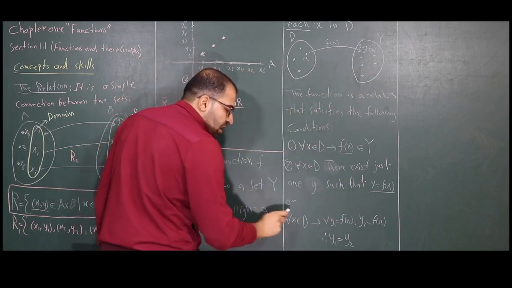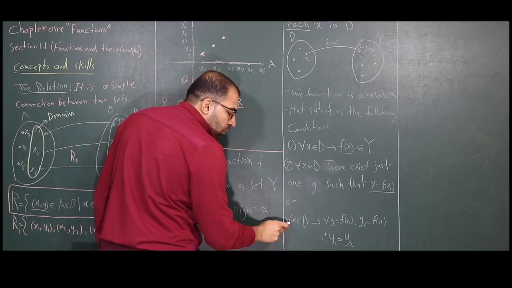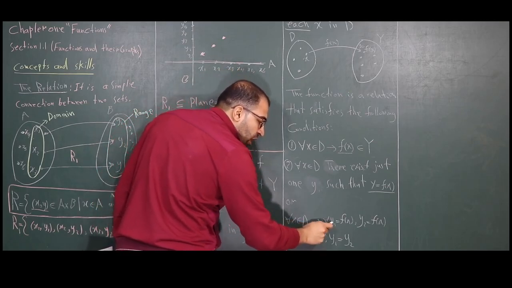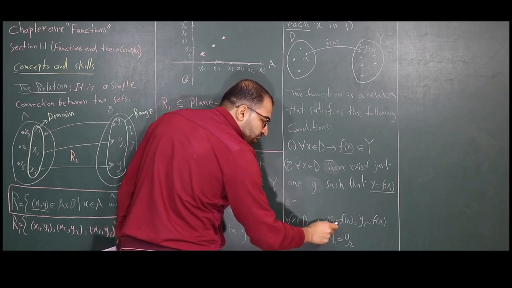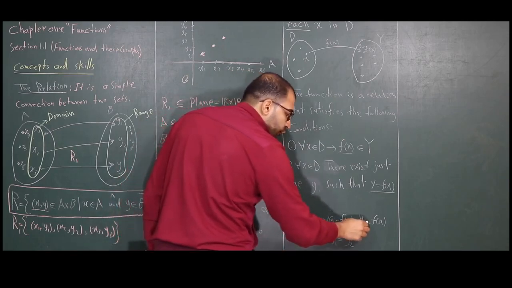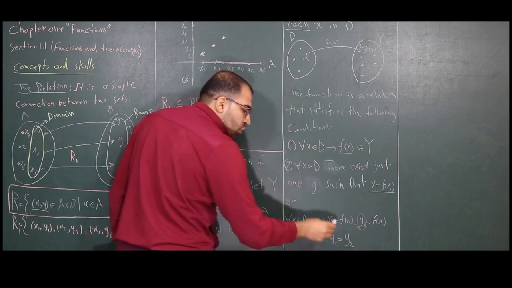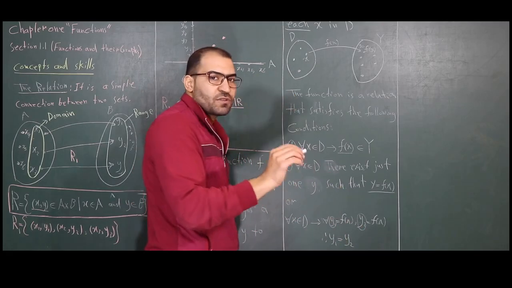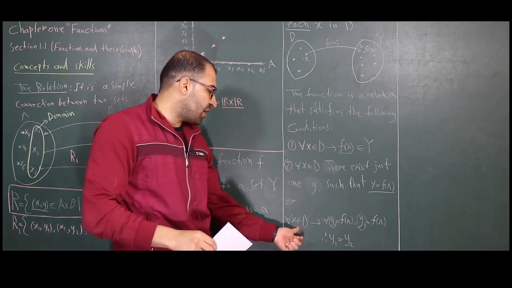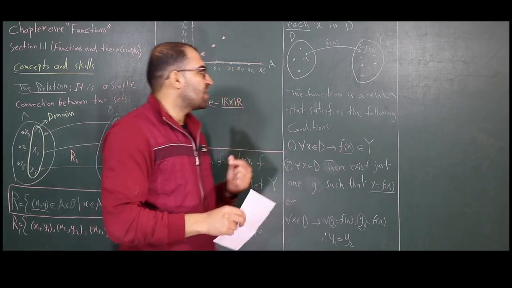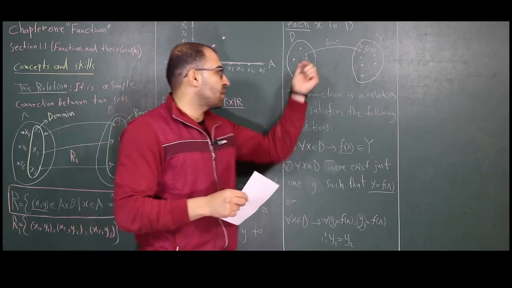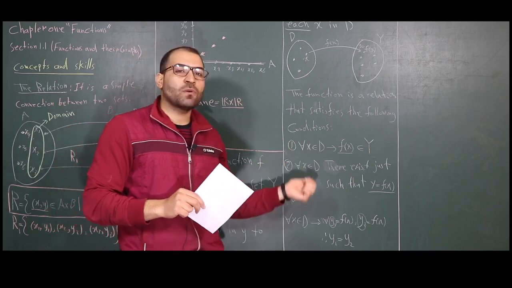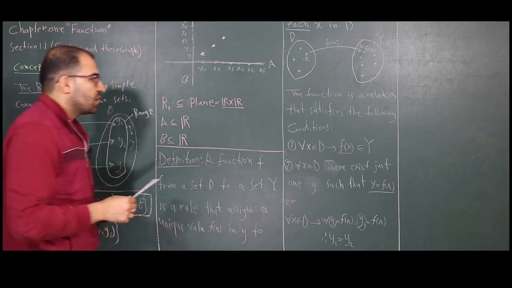Or in mathematics, for all x in D, if I found that y1 equals this image and y2 equals this image, then y1 should be the same as y2, which is the same value. I mean, for every x there is just one value as a destination for this element. So if the relation satisfies these two conditions, I can call it a function.